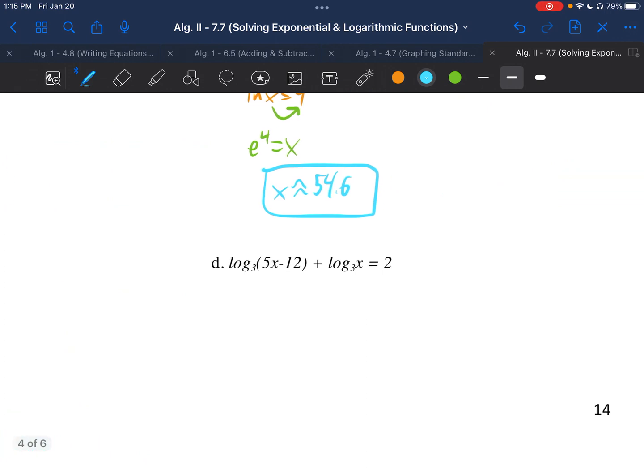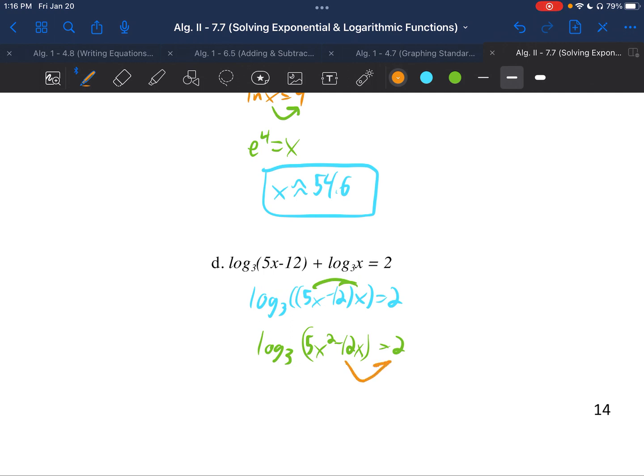Then on letter D, this time we'll actually want to condense it first, because you have two logarithms on the same side that have the same base. And since they're adding, that means they were really multiplying when they were condensed. So we'd have log base 3 of 5x minus 12 times x equals 2. So multiplying those together gives us log base 3 of 5x squared minus 12x equals 2.